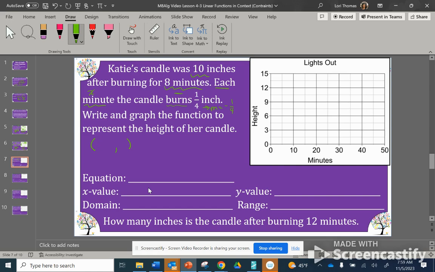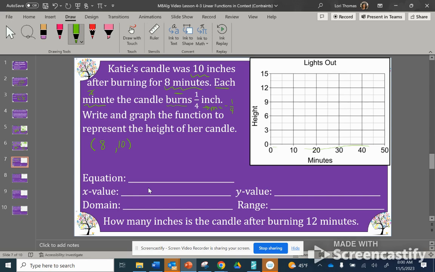So if we talk about minutes and inches and this candle is burning, the independent value is going to be minutes. The dependent value, the total height, is going to depend on how many minutes the candle's been burning. And typically in word problems, not always, but typically time is usually the independent value because time is always passing by. So in 8 minutes, the candle is 10 inches. So that's a data point.